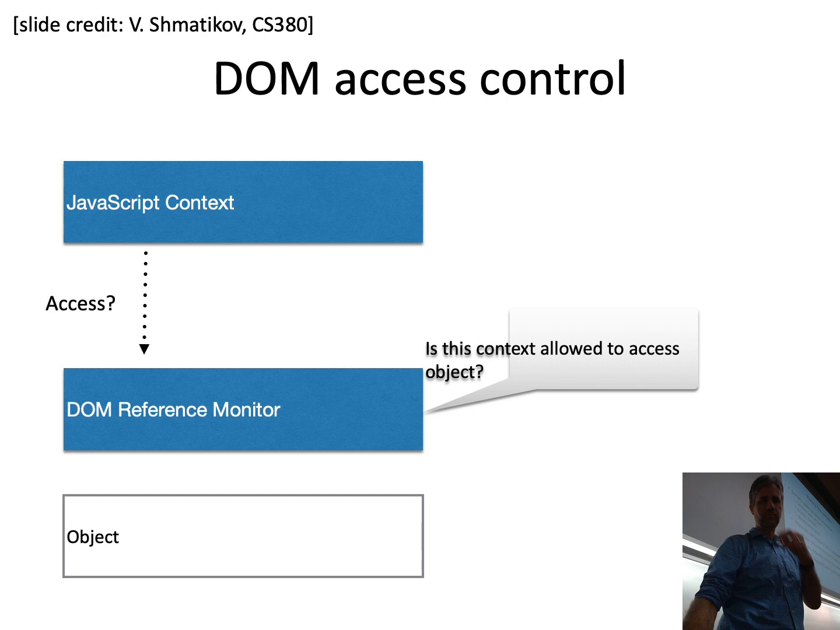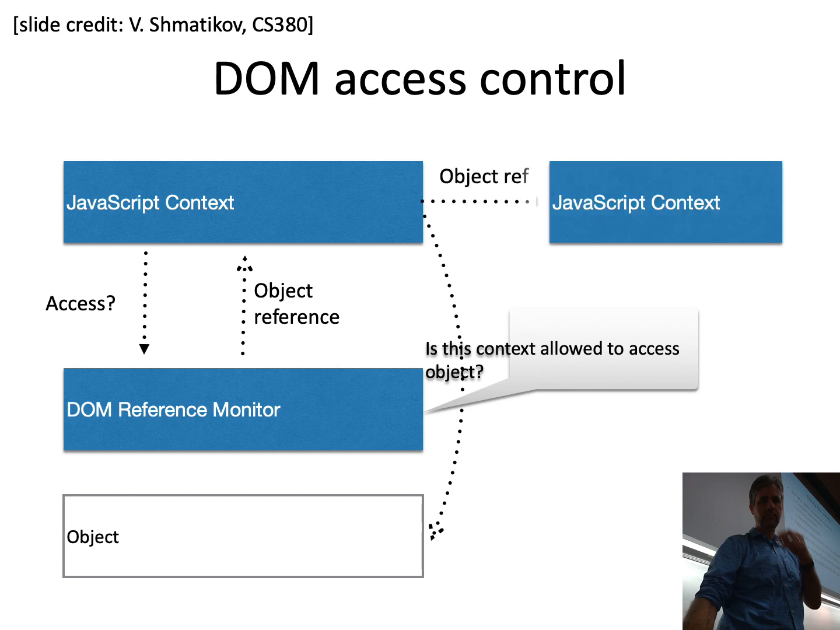So what the DOM reference monitor has to do is evaluate, is this context allowed to access this object? So an access control decision. And if it is allowed, it will grant a reference to that object so the JavaScript context can now actually communicate with that object and manipulate it in some way. So one thing to note is once you control an object reference, it's a bit like a capability, because you can manipulate an object, you can now pass it to someone else. So we have an access control list in a way in the reference monitor, but then capabilities in these references.